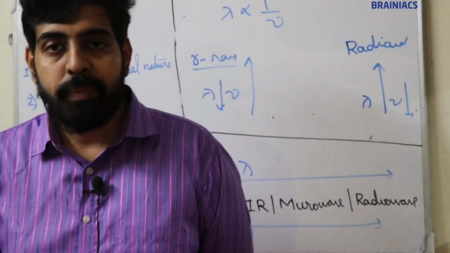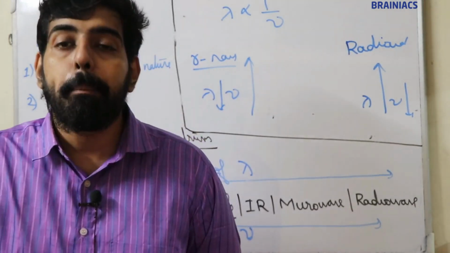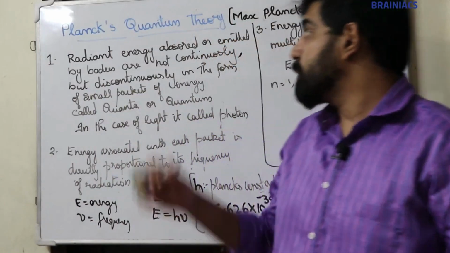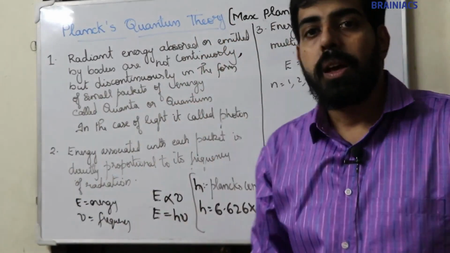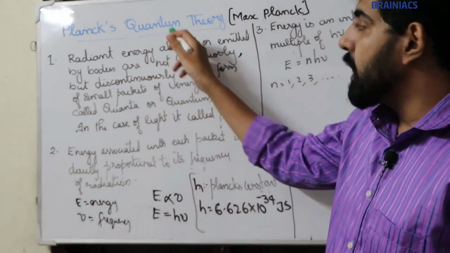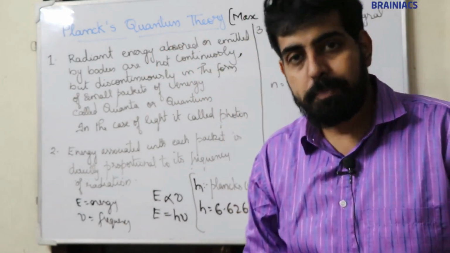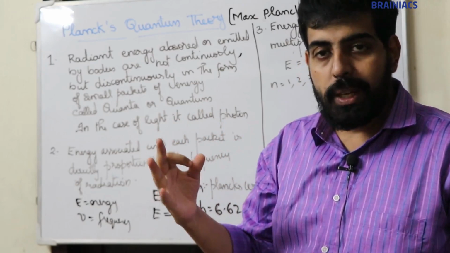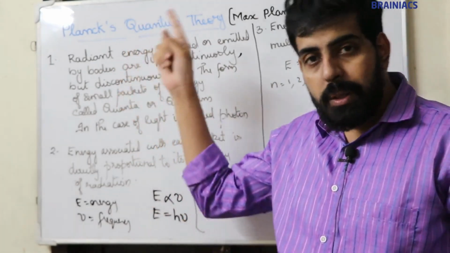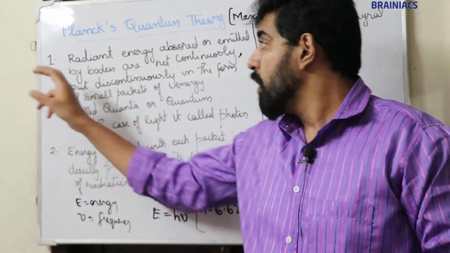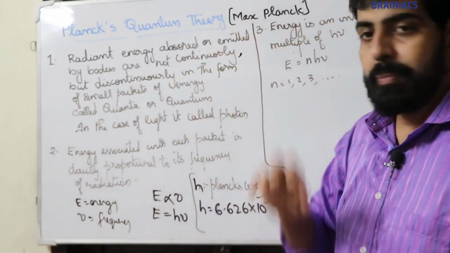I think it's clear. Moving on to the next topic, Planck's quantum theory. This theory was proposed by Max Planck, and it consists of three postulates: 1, 2 and 3.